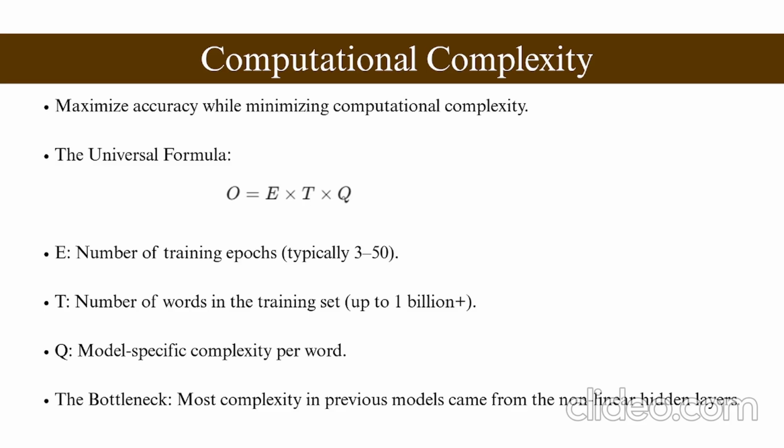The authors identified that in previous models, the bottleneck was the nonlinear hidden layers. While these layers make a model complex, they are incredibly expensive to calculate when you are dealing with billions of words. The goal was to reduce Q so that T, the amount of data, could be increased significantly.